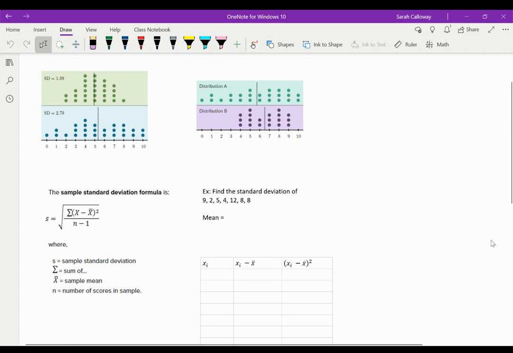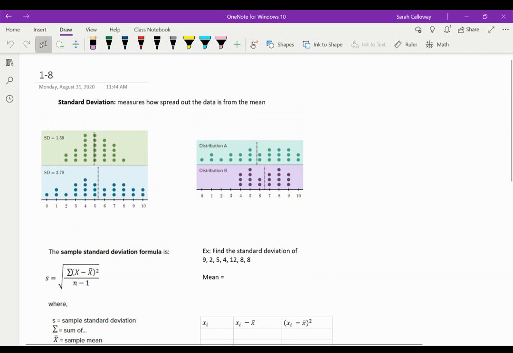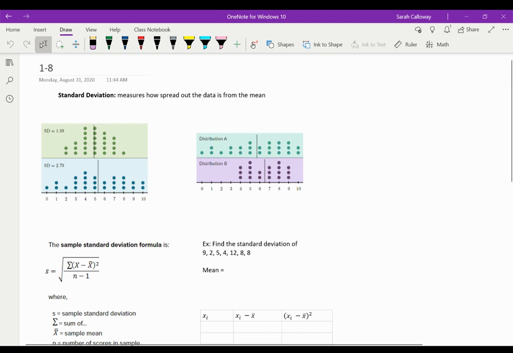Okay, so in this video, I'm going to go through section 1.8, which is measures of variability. And then we're going to talk about standard deviation first, just because that was more new than the rest and a little more complicated. So standard deviation measures how spread out the data is from the mean. So standard deviation and mean always go together.